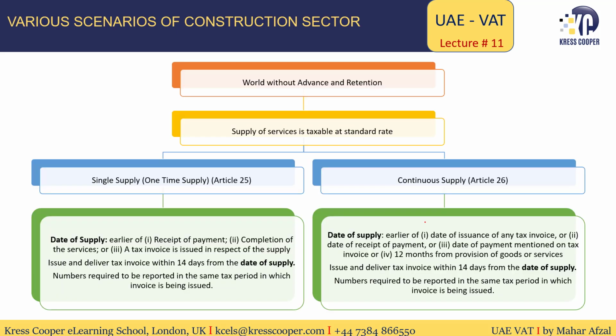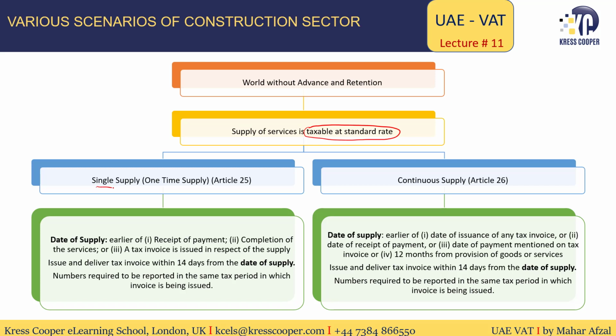In a award without advance and retention means only supply of services will be there, supply of construction services will be there. Supply of construction services is taxable at the standard rate. It doesn't matter services are being given to the residential real estate, it doesn't matter services are being given to the commercial real estate. Supply of the contractor will be subject to tax at 5%. Now it can be a single supply by the contractor, it can be a continuous supply by the contractor.